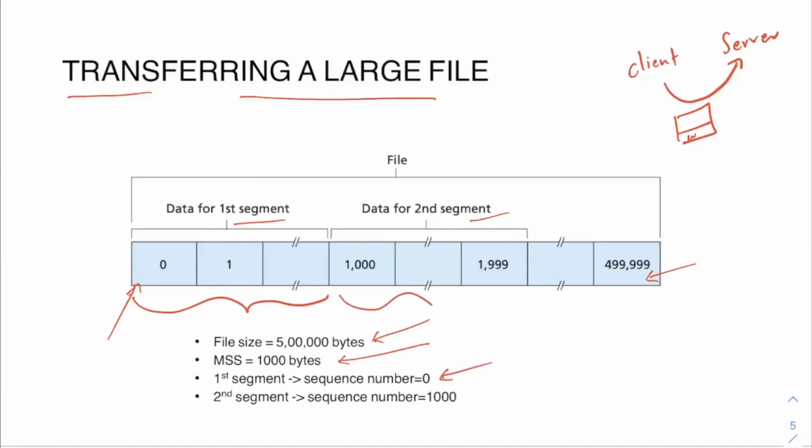Now in the second segment, what is the byte number of the first byte? The first byte is here, 1000, right? So that's why the sequence number becomes 1000. Now what will be the sequence number for the third segment? It will be 2000. Similarly for the fourth segment, it will be 3000. So that's what sequence numbers are.